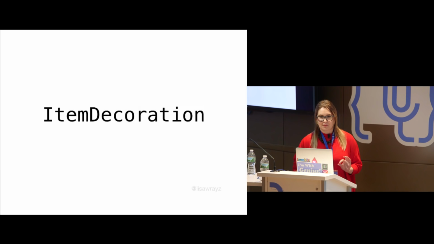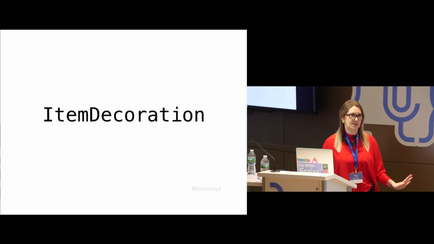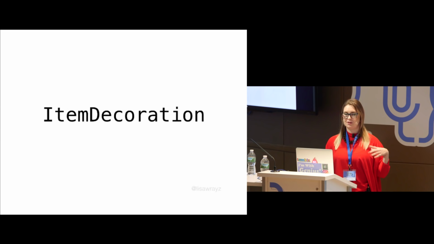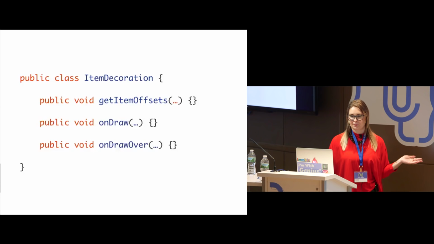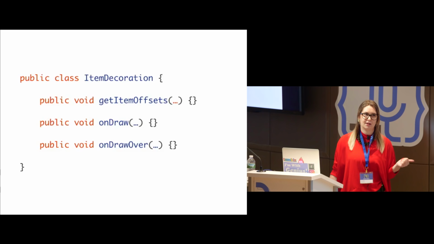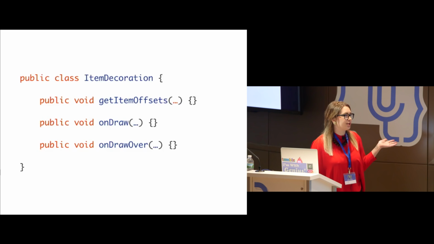Item decorations. I don't want to talk about adding dividers to your list, because that's been done a million times. Instead, I'm going to lead you through a few simple examples to show the kind of flexibility and also complexity that you can get into with an item decoration. So an item decoration only has three methods. The first adds offsets, which you might think of as padding. The second draws below your item, and the third draws over your item. I don't tend to draw over much, but it's good to know it's there.